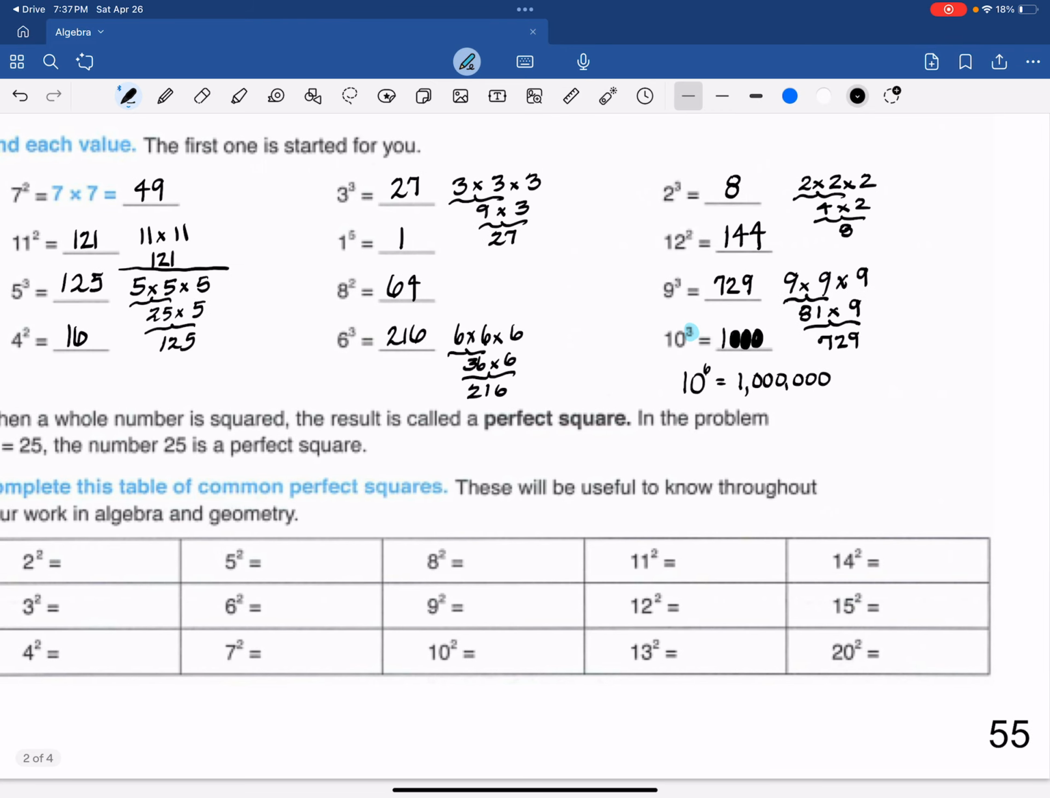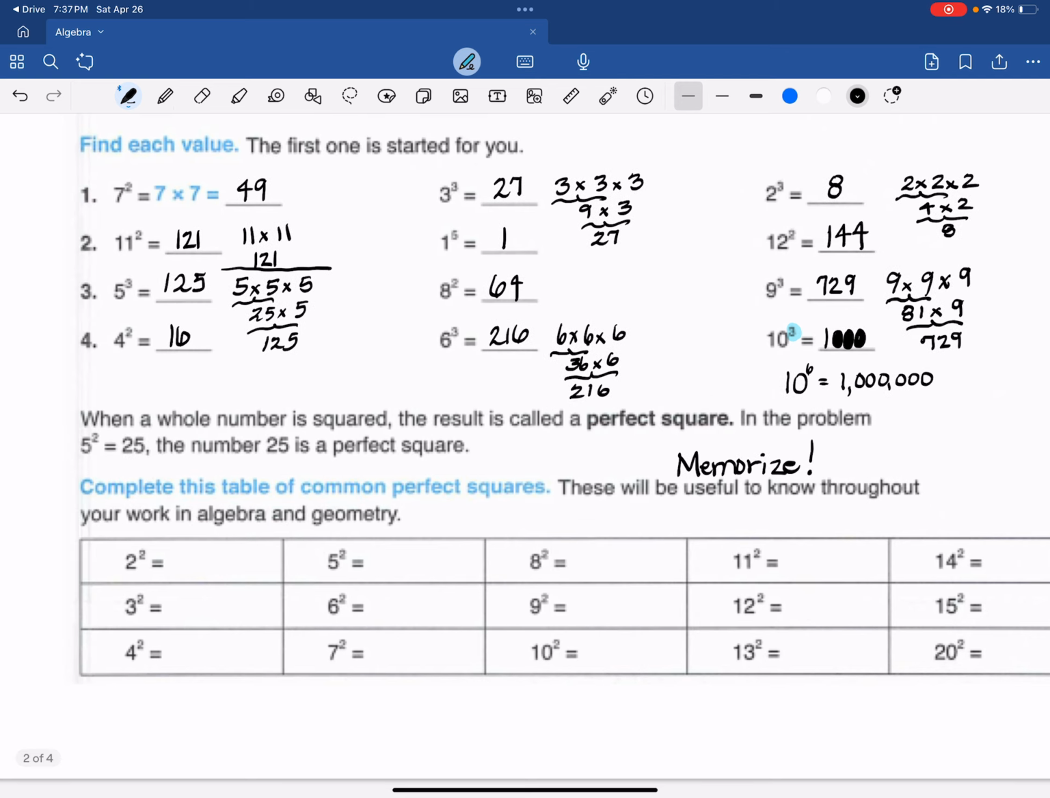All right, this is going to be something to memorize if you can. This will serve you very well if you can memorize. If you can't, it's okay, but do your best to memorize. 2 times 2 is 4. 3 times 3 is 9. 4 times 4 is 16. 5 times 5 is 25. 6 times 6 is 36. 7 times 7 is 49. 8 times 8 is 64. 9 times 9 is 81.